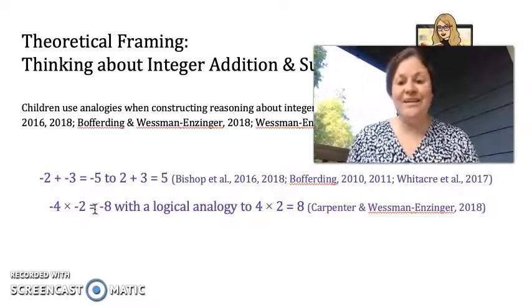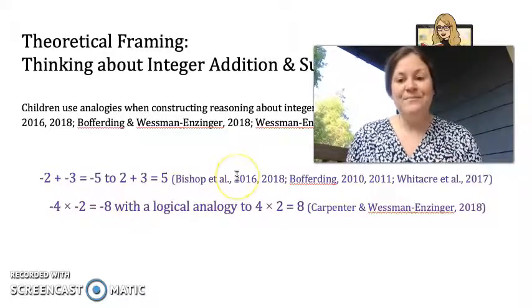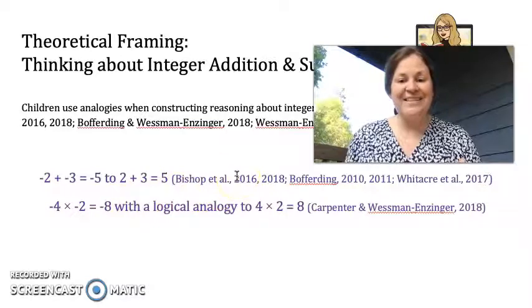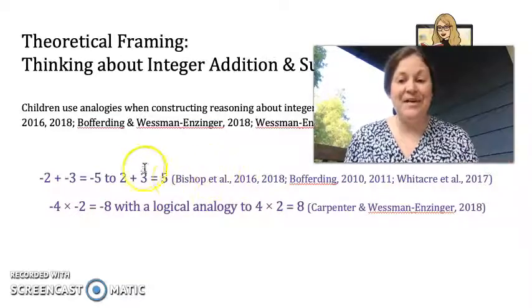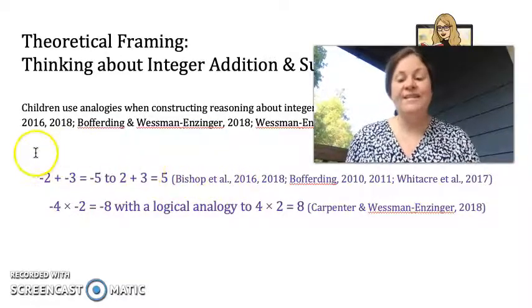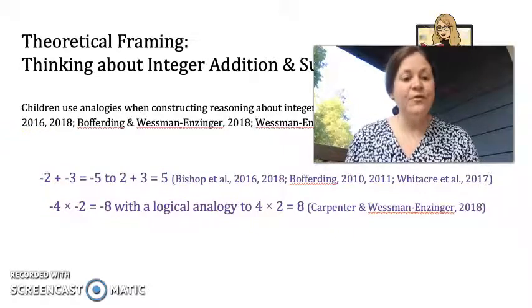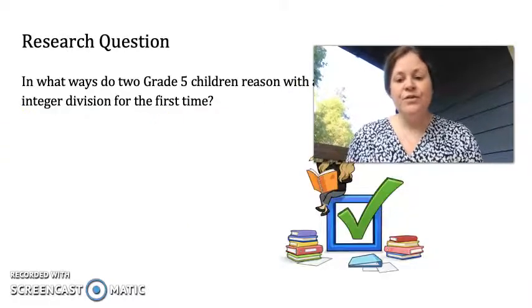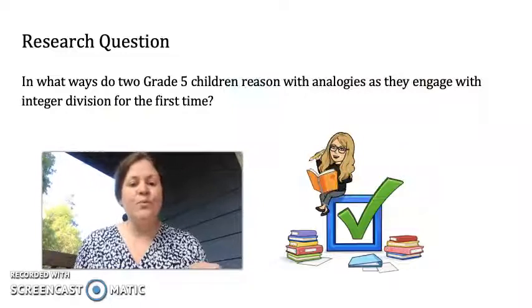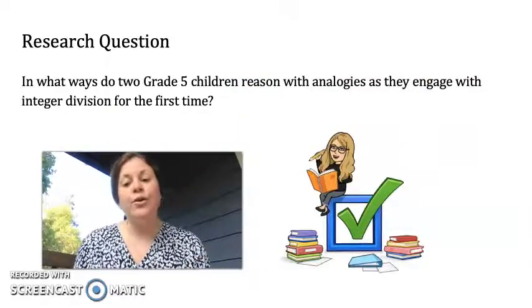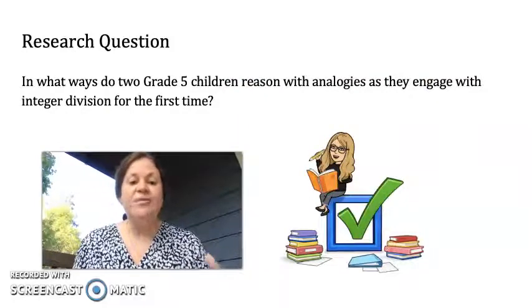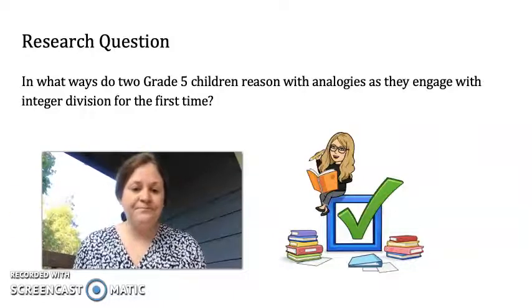And so this really made me curious about the types of analogies that children might construct and ways that they are productive for negative integers. So the research question today is, in what ways do 2 grade 5 children reason with analogies as they engage with integer division for the first time?